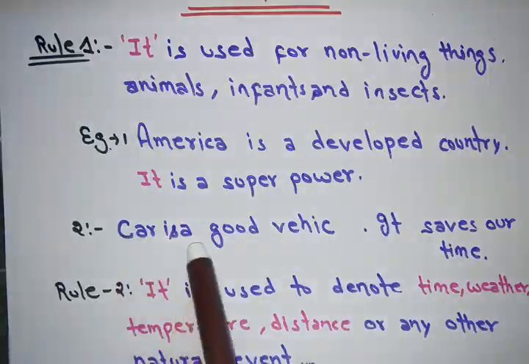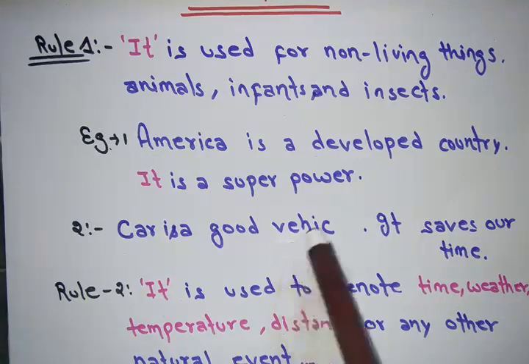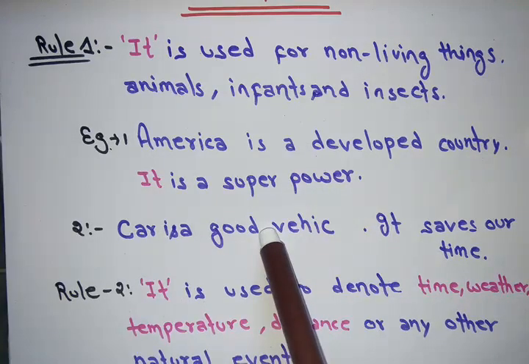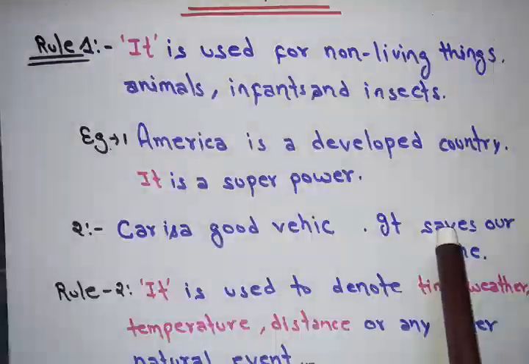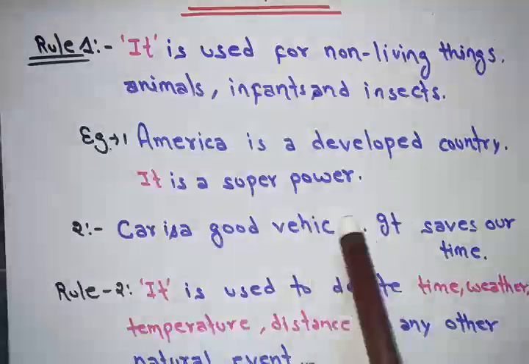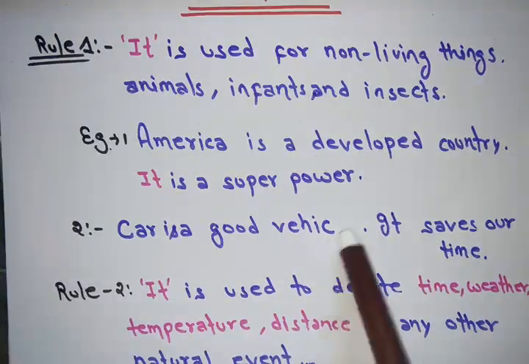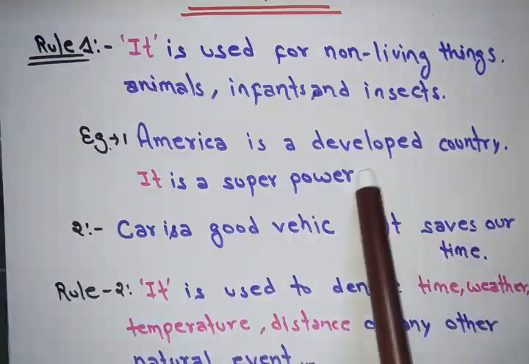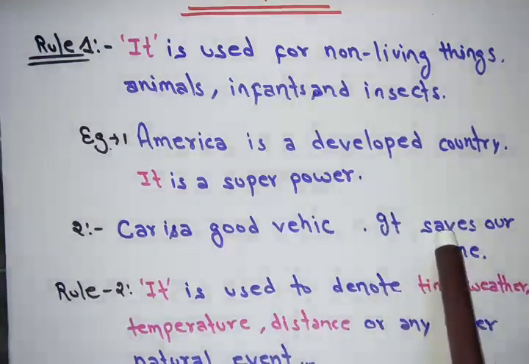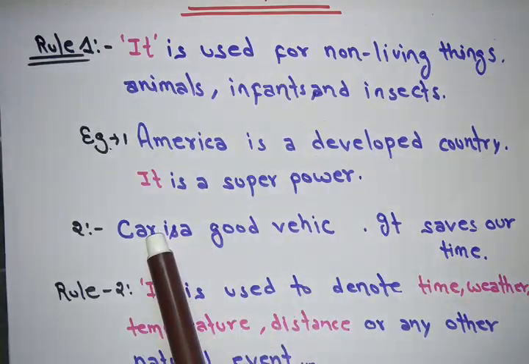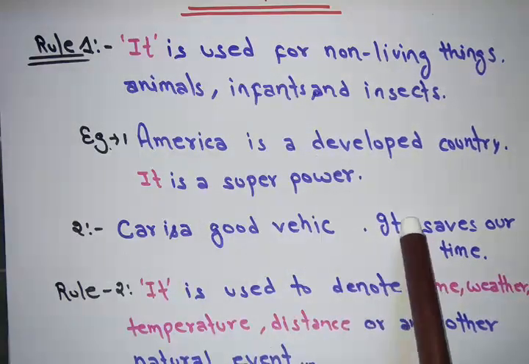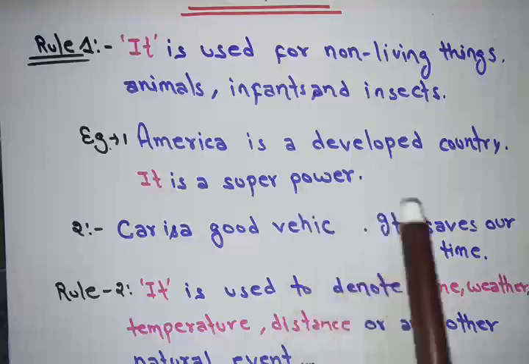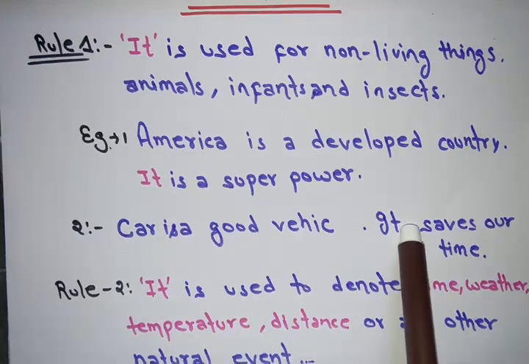Second example, a car is a good vehicle. It saves our time. So we can use "it" here in the place of car. So these are the uses of "it".